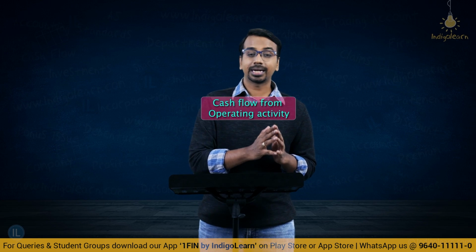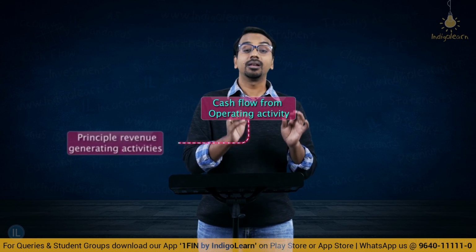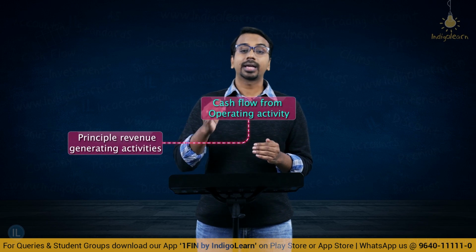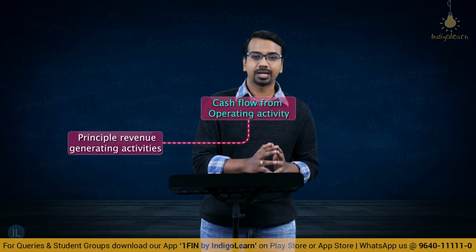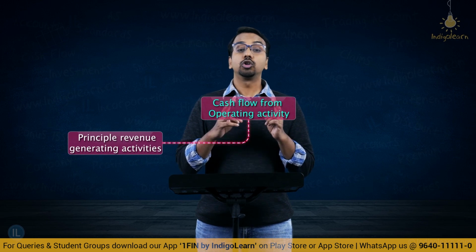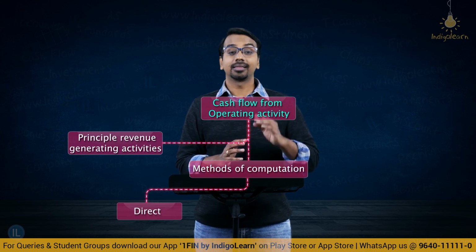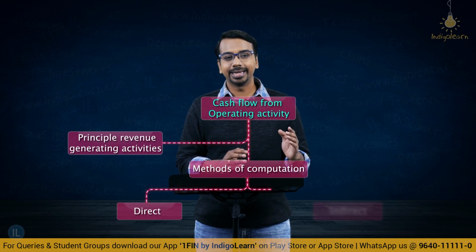Now that we have understood the meaning of cash and cash equivalents, let us understand how we compute cash flow from operating activities. Now we have understood what operating activities are. These are the principal revenue generating activities. Now how do we compute cash flow from operating activities? There are broadly two methods. The first method is called the direct method and the second method is called the indirect method.